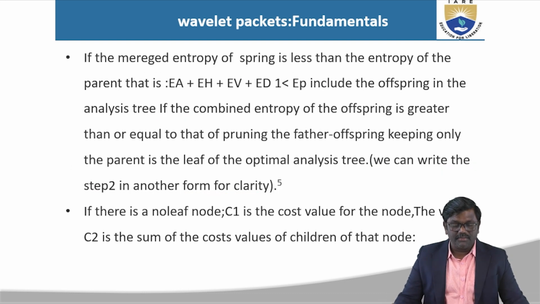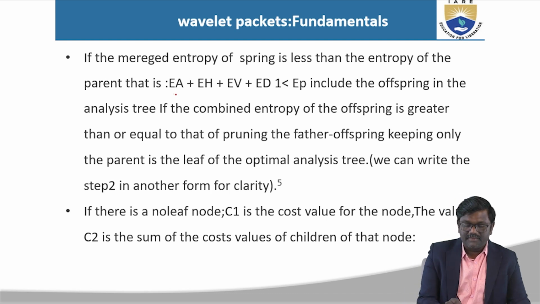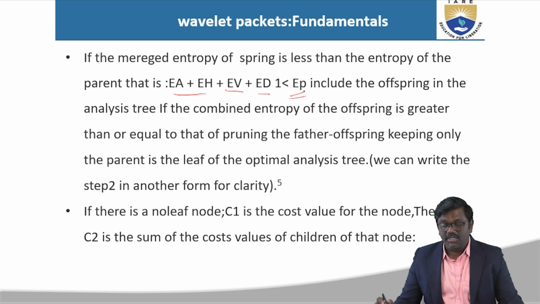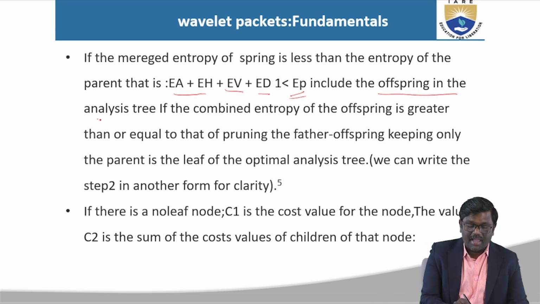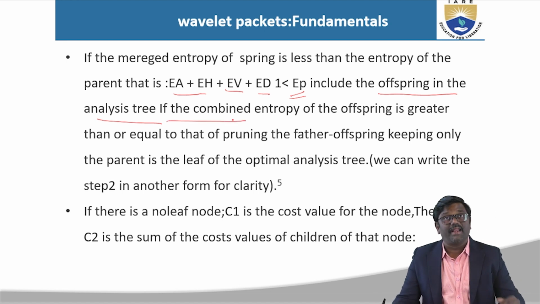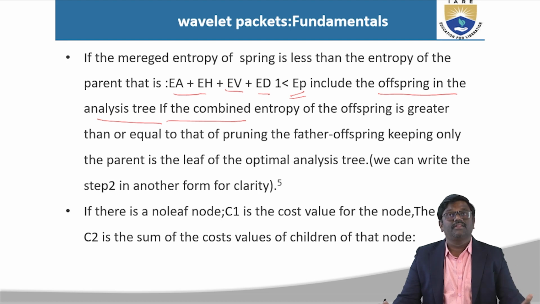So if the merged entropy of the offspring is less than the entropy of the parent, that is EA plus EH, EV, ED are less than the parent entropy value, then we include the offspring in the analysis tree. If the combined entropy of the offspring is greater than or equal to that of the parent, we prune the offspring, keeping only the parent as the leaf of the optimal analysis tree.